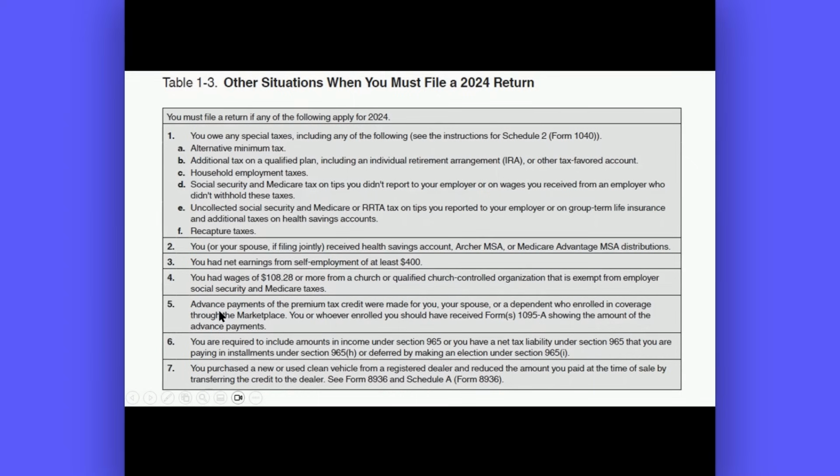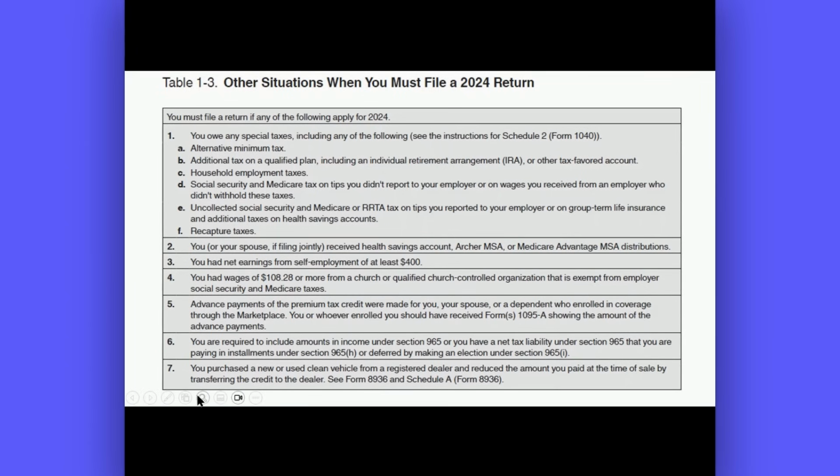If a taxpayer received advance payments of the premium tax credit, then they have to file a tax return. We'll talk more about that when we talk about tax credits. Then you have this other one. This is very obscure, not likely to be questioned on the exam. But if you have these amounts under 965, which has to do with deferred foreign income, then you have to file a Form 1040.